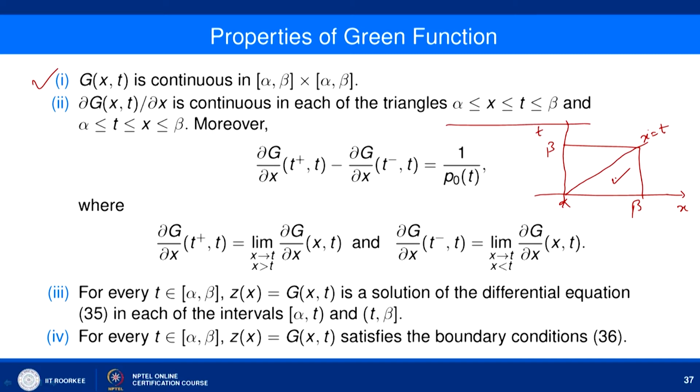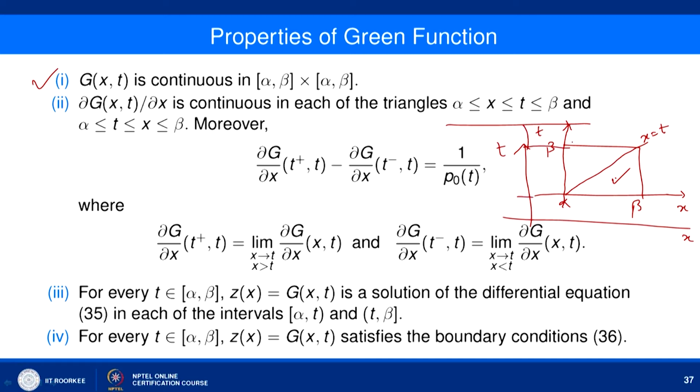So, first property is that G(x,t) is continuous in this rectangle [alpha, beta] cross [alpha, beta]. Here let us say that we have this axis which represents the x and this represents the t. So, x is from alpha to beta and t is also from alpha to beta. So, this represents alpha and this represents your beta.